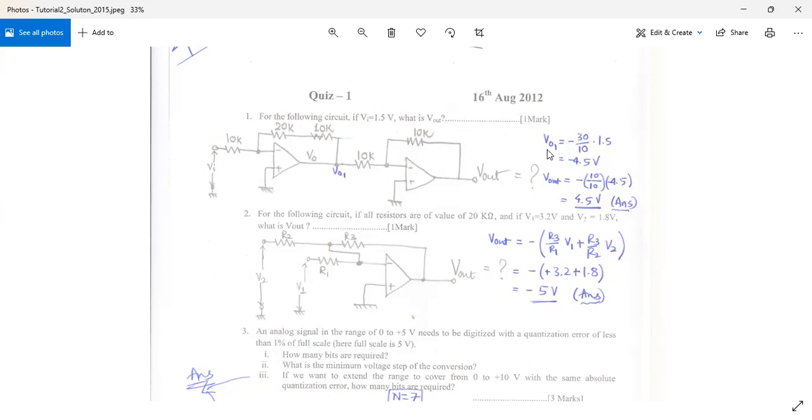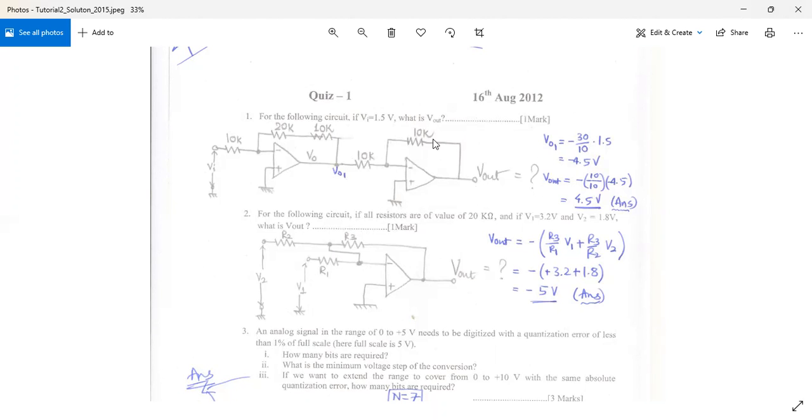If you write it as a simple equation, the output voltage is equal to the gain, that is minus 30 upon 10, times the input voltage, that is 1.5. So my total output voltage is minus 4.5 volt at this particular node. And then this same voltage now acts as an input to this particular inverter circuit over here. This now becomes my input voltage to this particular amplifier.